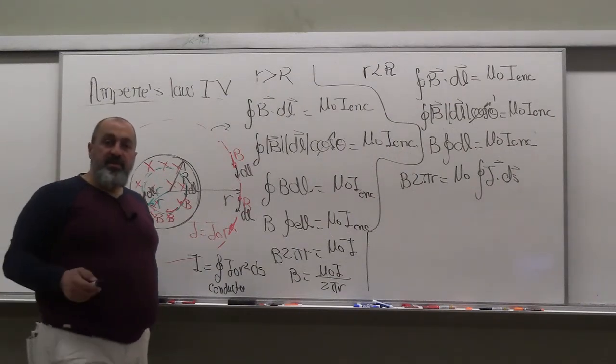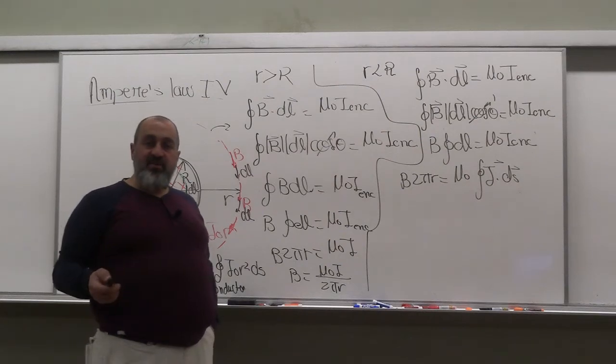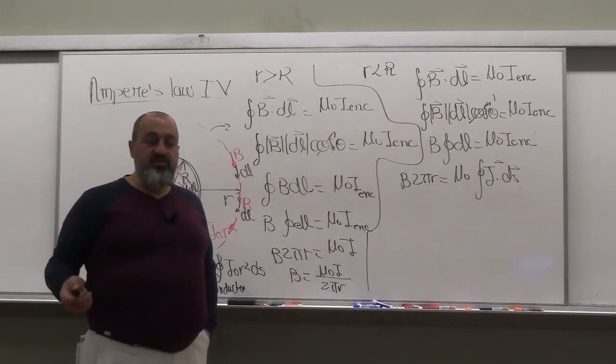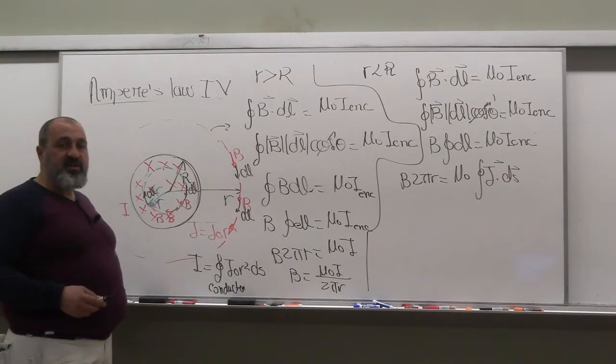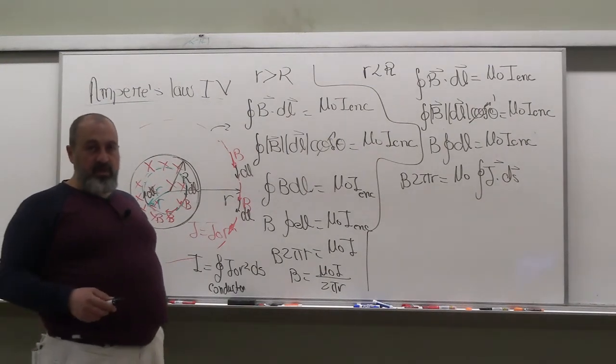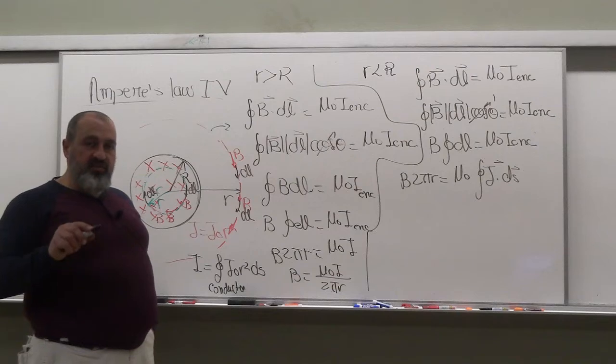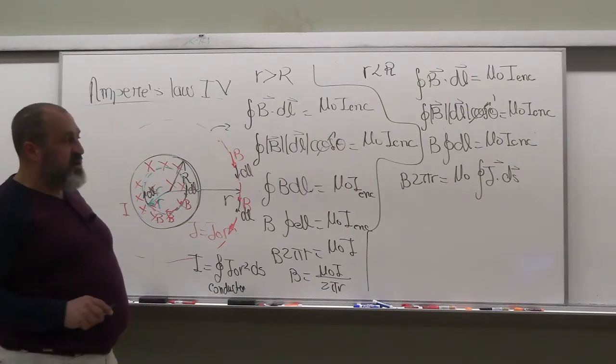The line integral calculation over the Amperian loop is easy. It's just B times 2 pi r. How much current is enclosed in this? Stop for a second and see if you can do that on your own. So pause the video and see if you can calculate the current enclosed on your own.